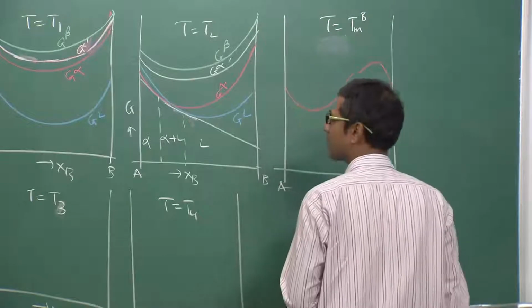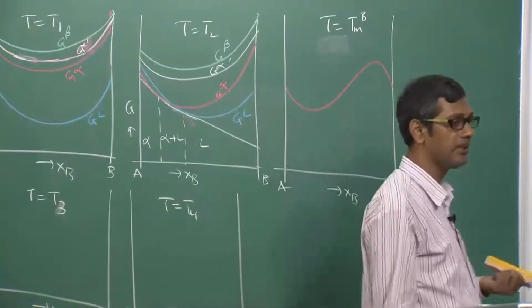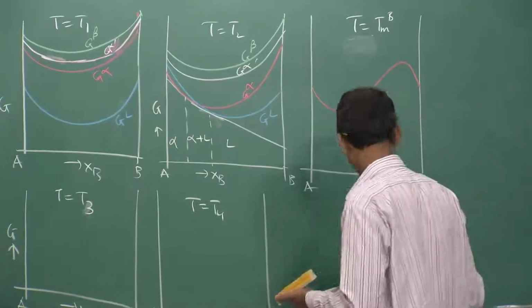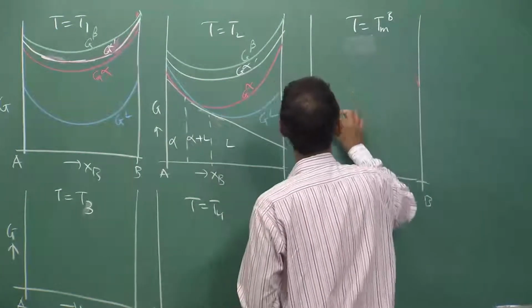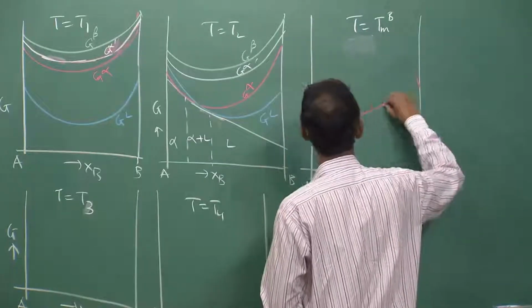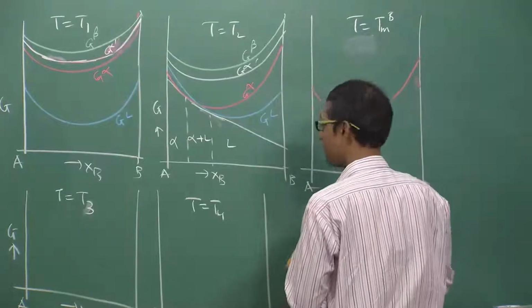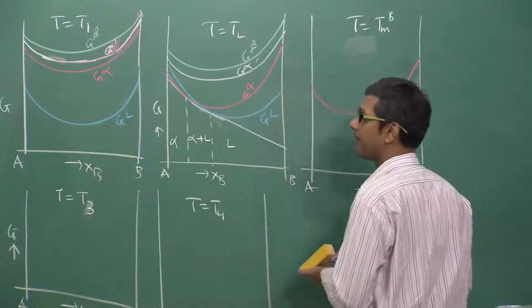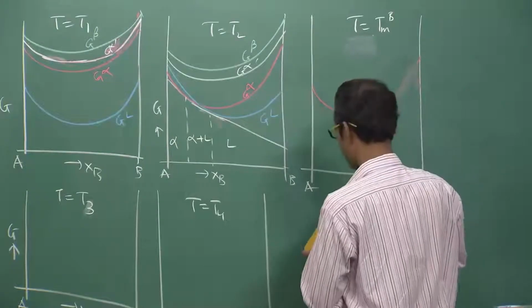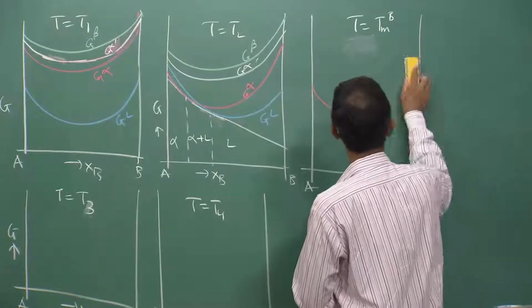Because alpha is having instability, so therefore, oops, sorry, it should not be like this. Alpha is stable, then liquid plus alpha, liquid. So we should put it down a little bit, otherwise this will look bad.